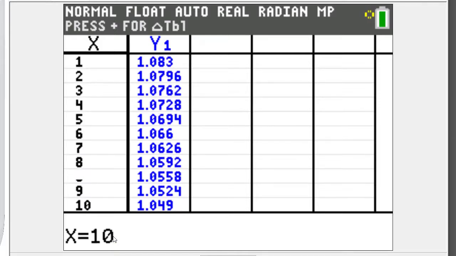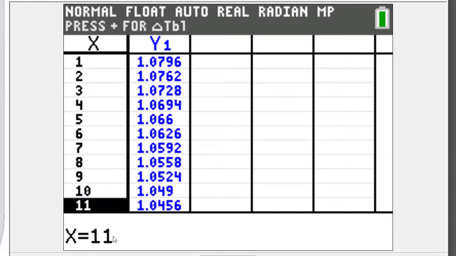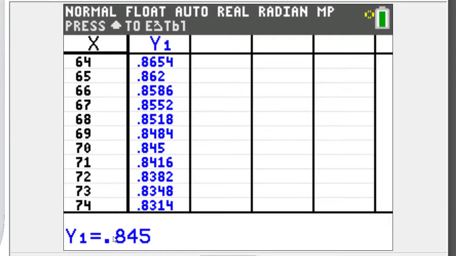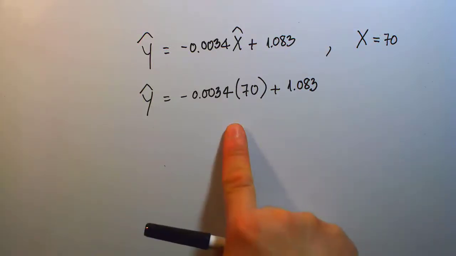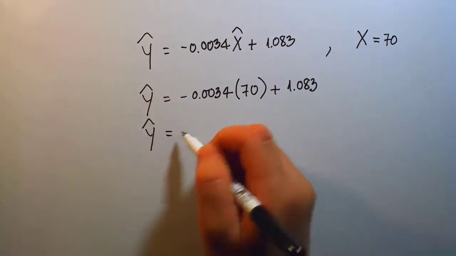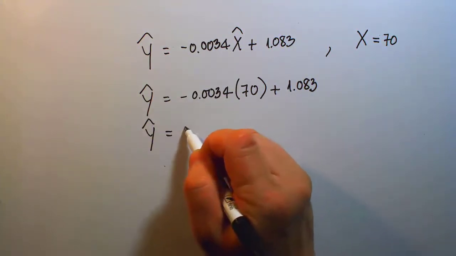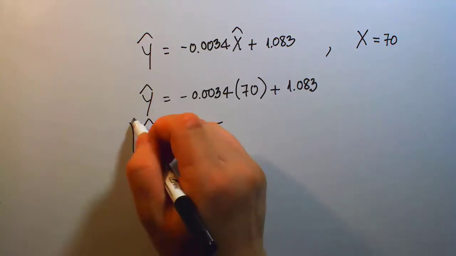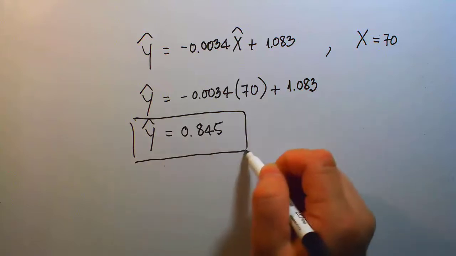We can continue searching. Alright, so now when we search to x equals 70, the corresponding value would be 0.845, and that would be exactly the same value if we were doing it by hand. So here our predicted value for y would be y hat equals 0.845. That's how we answer the question in part B.